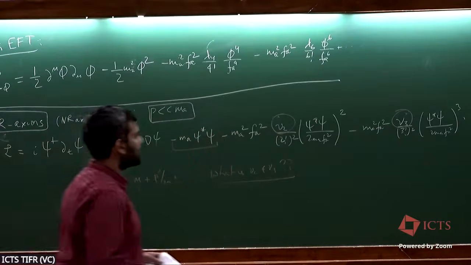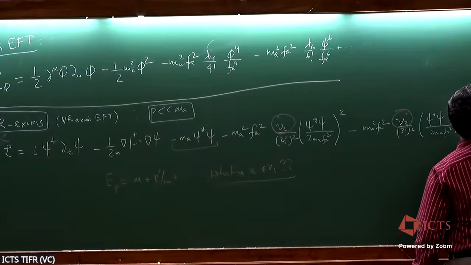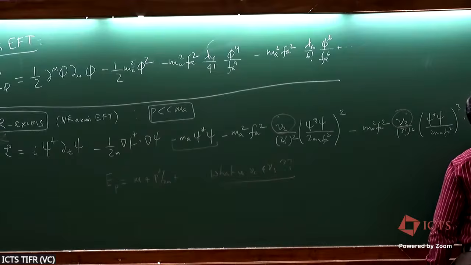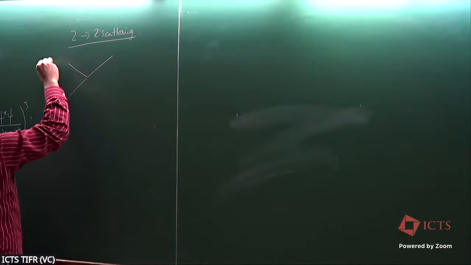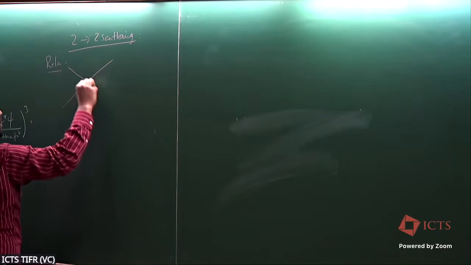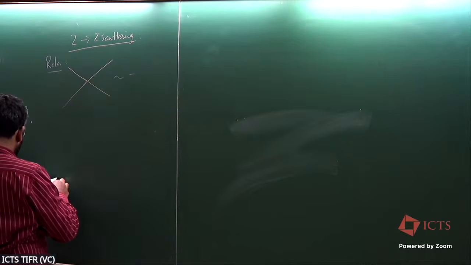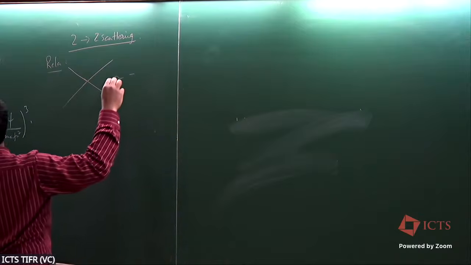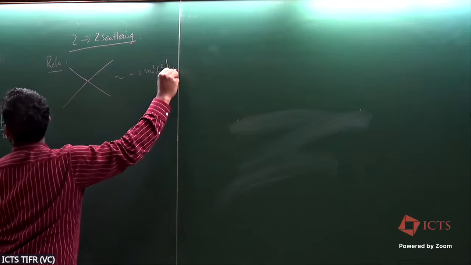So you can start looking at 2-to-2 scattering as a simple example, because that's the very simplest case. In the relativistic theory, I have two axions coming in and two axions going out, and this vertex is just given by minus i lambda 4 by f_a to the 4.